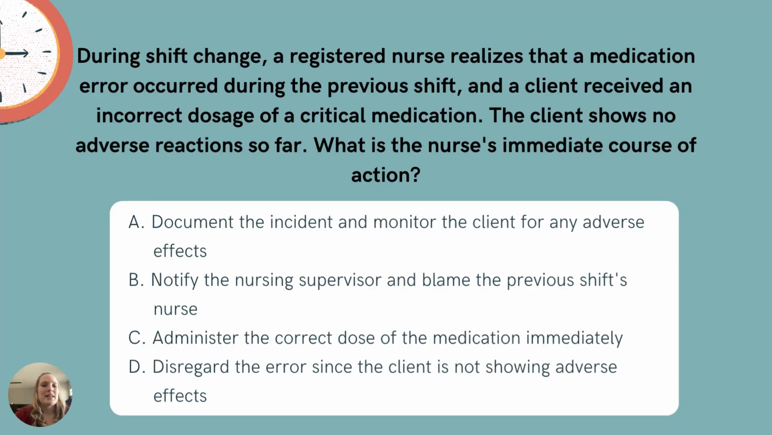Now, while I hope this never happens to you as a diligent and safe registered nurse, let's do a quick bonus question over medication errors. During a shift change, a registered nurse realizes that a medication error occurred during the previous shift, and a client received an incorrect dosage of a critical medication. The client shows no adverse reaction so far. What is the nurse's immediate course of action?